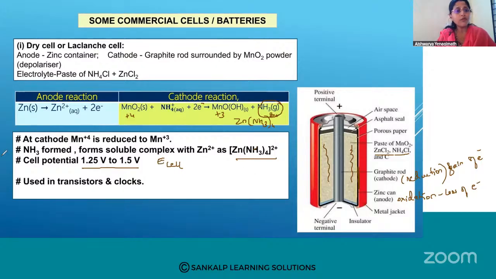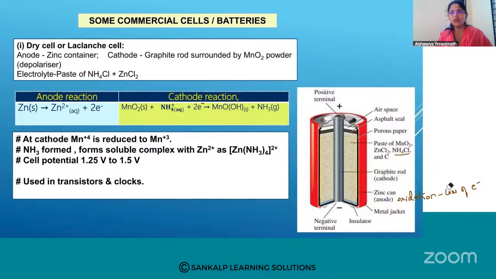The new type of dry cell we speak about is, as I said, the improved version of the dry cell. So you have understood the construction and working of the dry cell, and what actually happens at the anode. Okay, so where is it used? It is used in transistors and clocks.